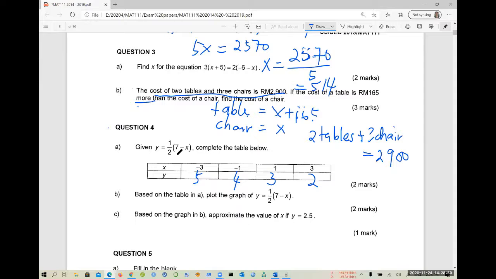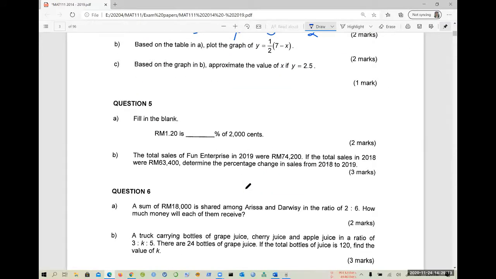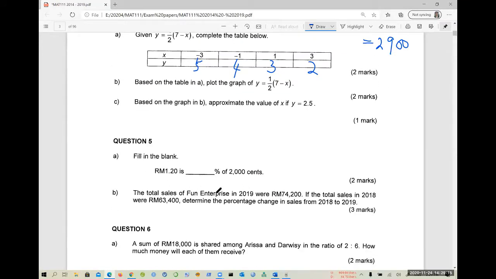Okay, so based on this information, you have to plot the graph. So you plot the graph on a graph paper, and then estimate the value when y is equal to 2.5. So that is for this part. Okay, so that is basically the same information that you're going to see in the test, right? And then the next one is simply fill in the blank.